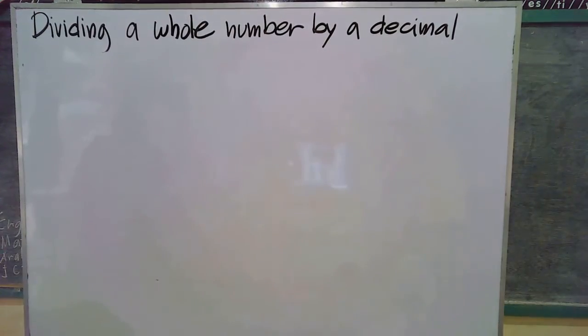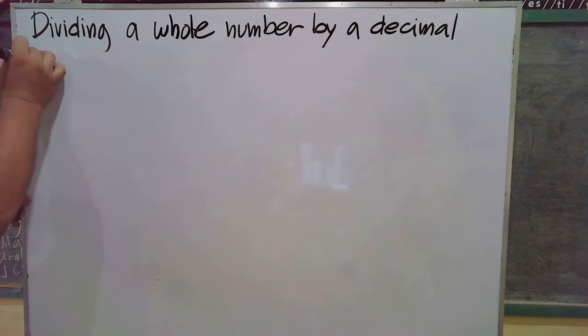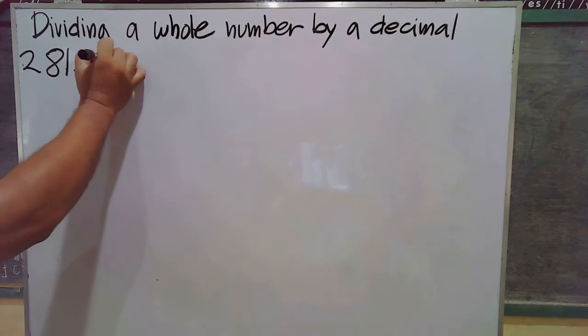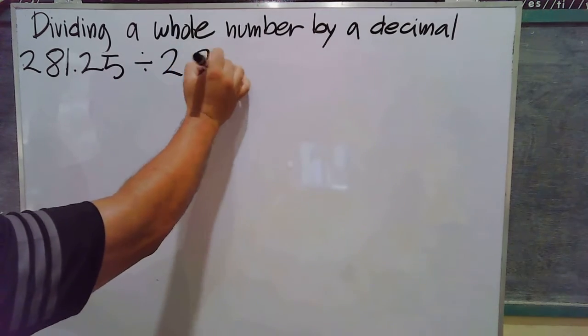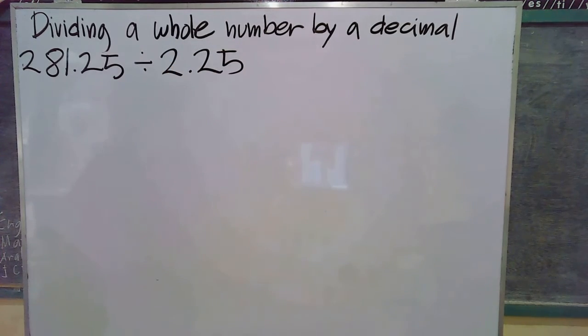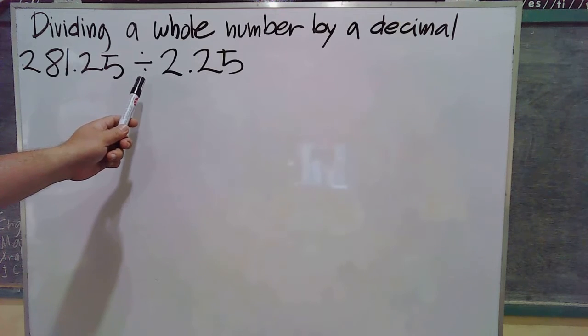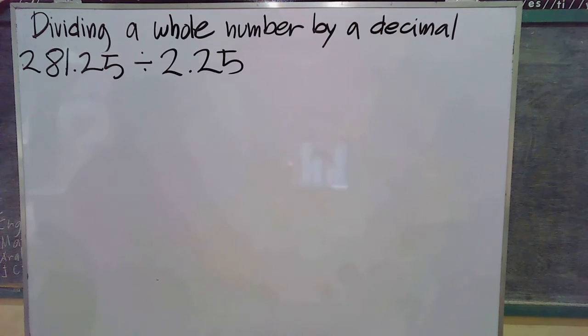281.25 divided by 2.25. So this time we are dividing a decimal number by another decimal number. So we have here a decimal number, and our divisor is also a decimal number. So the same. How do we divide this?